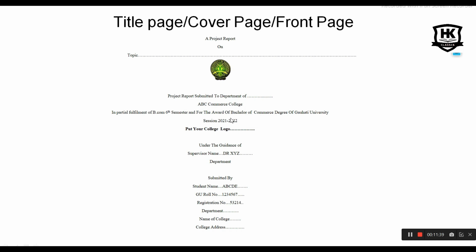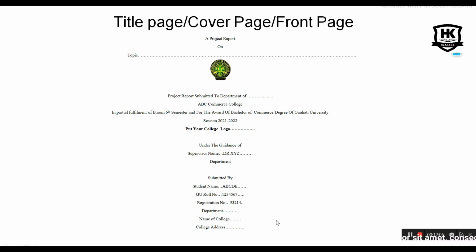Okay, guidance, supervisor name. Your supervisor name will be allotted roll number wise. You have to put your supervisor name, department, etc. and submitted by your name, GU roll number, registration number, department, which department you belong to, meaning what major you have. Based on that you have to make your choice, your department, name of the college, address, etc.